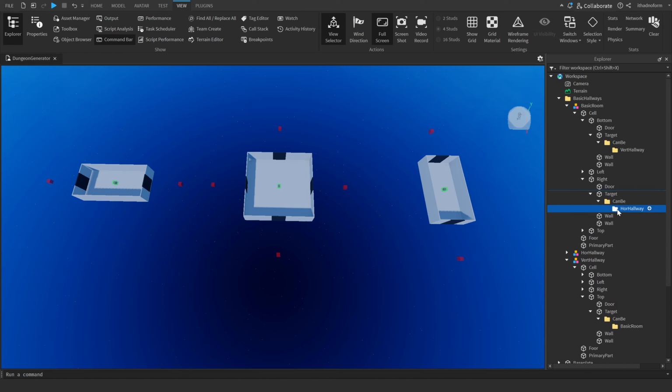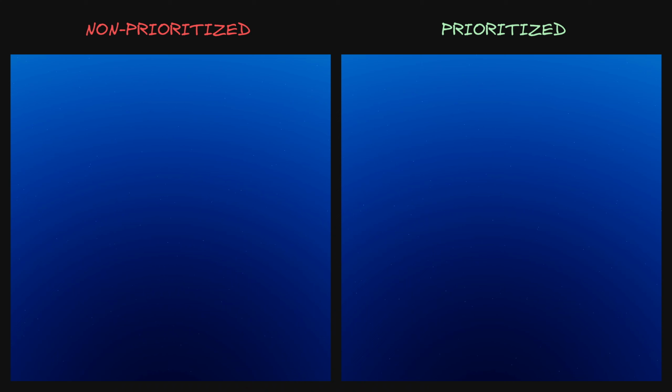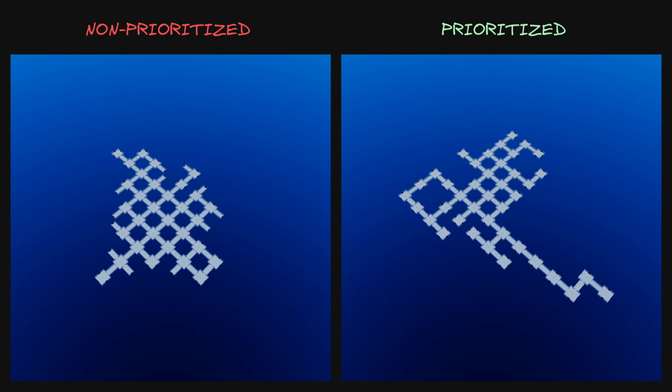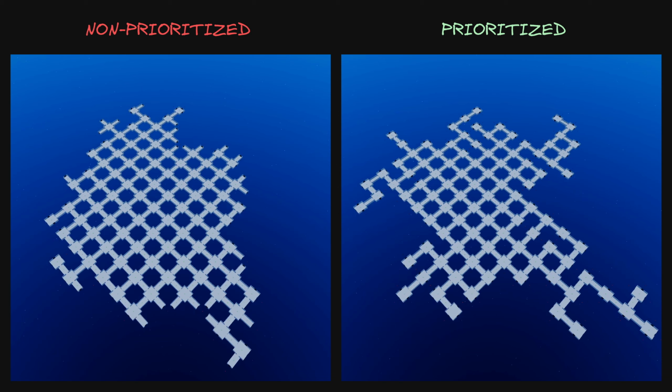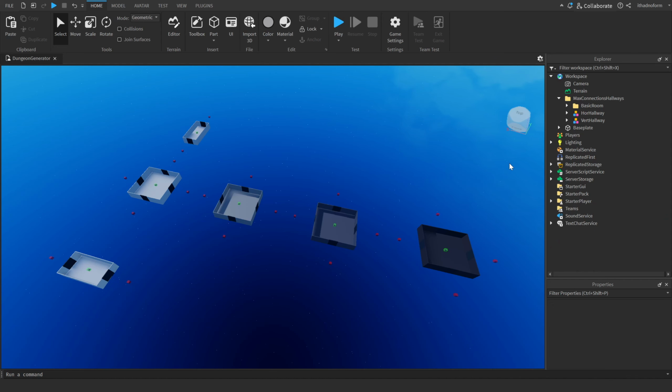Also, to avoid hallways to nowhere, rooms have higher priority. On each iteration, the algorithm tries to place a room, and only when there is no place for the room, it places hallways. To be able to generate more complex structures, I've added the ability to limit the number of connections a room can have. It's done with the max connections attribute.